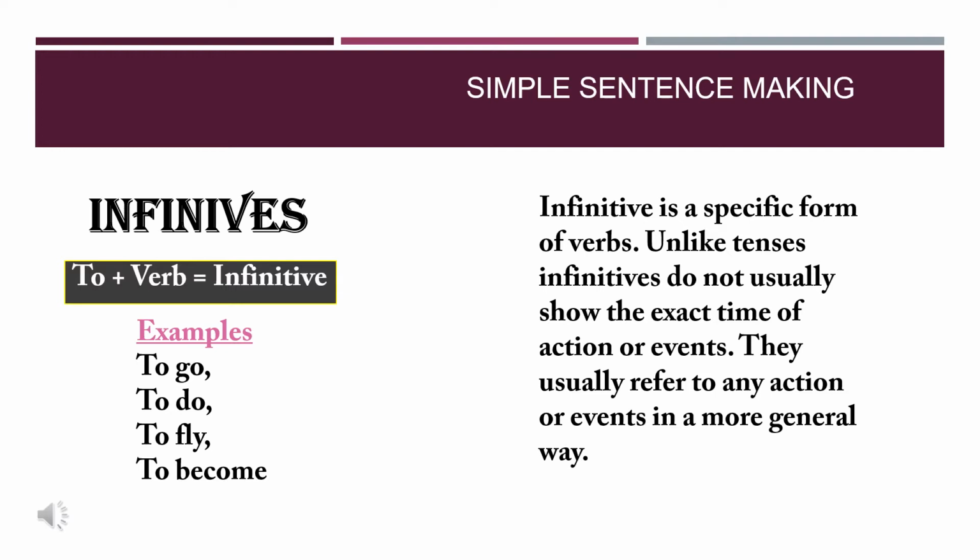Unlike tenses, infinitives do not usually show the exact time of events or actions. You know that tense denotes time, but infinitive doesn't show the exact time of an action or an event. They usually refer to any action or events in a more general way. To form an infinitive, you just have to put a "to", the preposition, before a verb, like to go, to do, to fly, to become, like that.